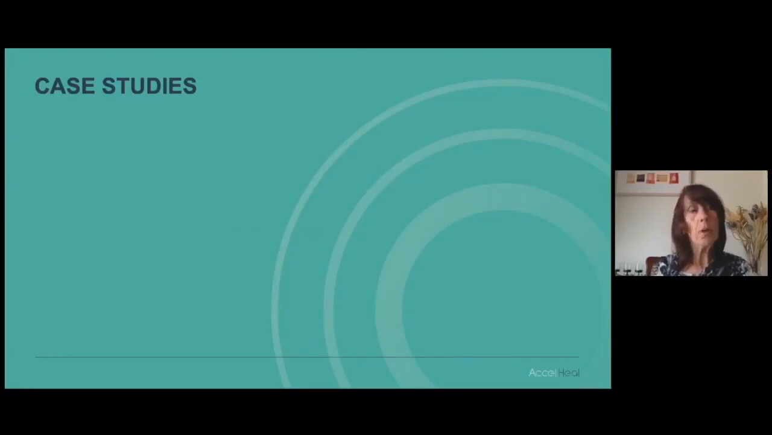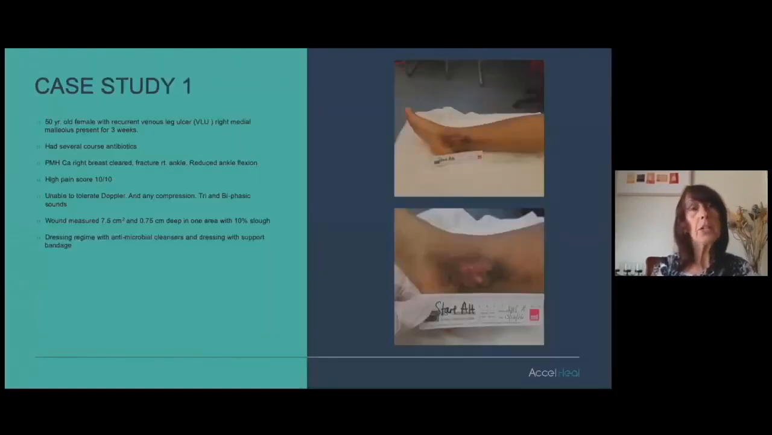As mentioned, there is a wealth of evidence for Accel-Heal which can be found on the website. So I'm just going to show you now a couple of my case studies demonstrating its use in clinical practice. So my first patient is a 50-year-old female with recurrent venous leg ulcers to her right medial malleolus, which had been present for 3 weeks.